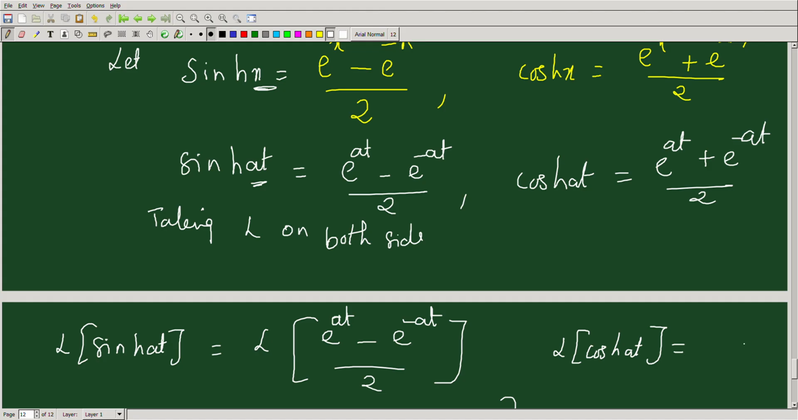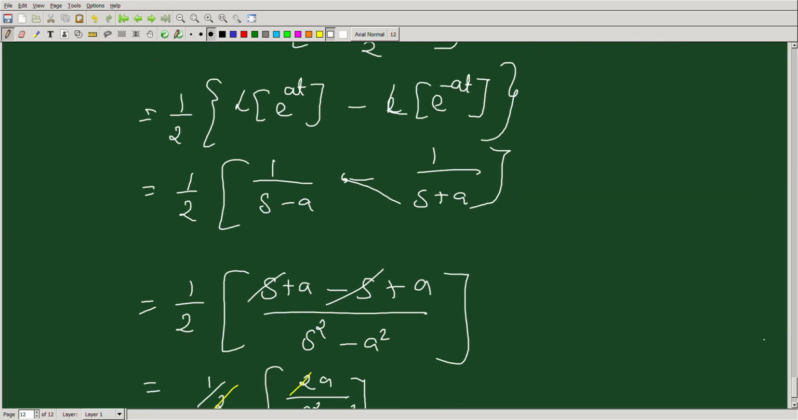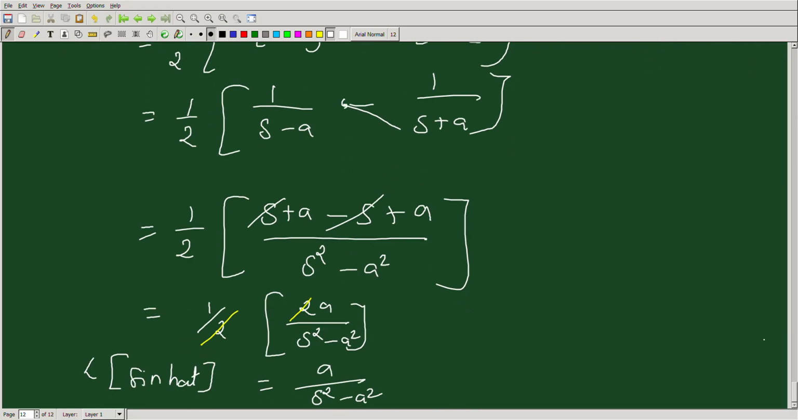Laplace transform of cosh at is equal to, what is the formula? Cosh means numerator s by s square minus a square, right? So sinh at is a by s square minus a square, cosh at is s by s square minus a square. Similarly, Laplace transform of t power n, you know, formula for t power n we already discussed, right? n factorial by s power n plus 1. Okay, so just revise all the formulas for doing the other problems.